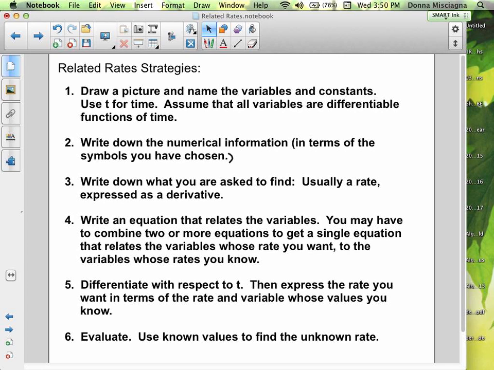That 6th step, that's when you can substitute values for constants. Okay? That's when you can plug in values. Right? Do not plug in any values until you differentiate. So first we differentiate, and then we plug in values.